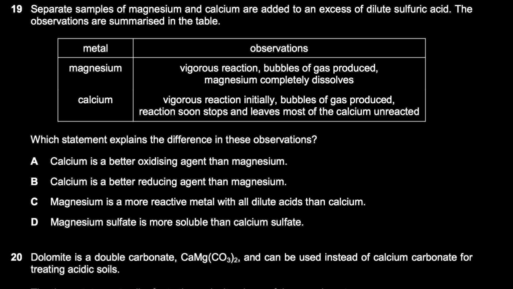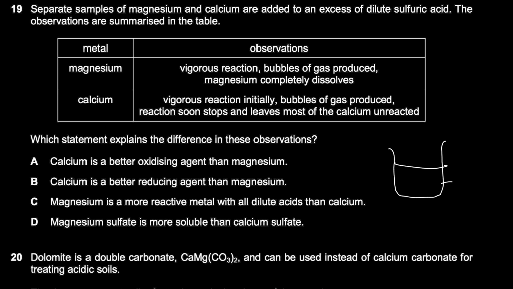Separate samples of magnesium and calcium are added to an excess of dilute sulfuric acid. The observations are summarized in the table. Magnesium reacts vigorously, bubbles of gas are produced, and the magnesium completely dissolves. Calcium has a vigorous reaction initially, bubbles of gas are produced, but the reaction soon stops and leaves most of the calcium unreacted. Now what happens here is this.